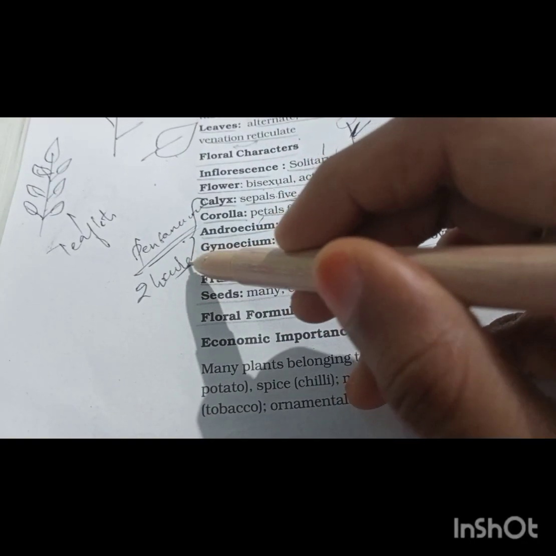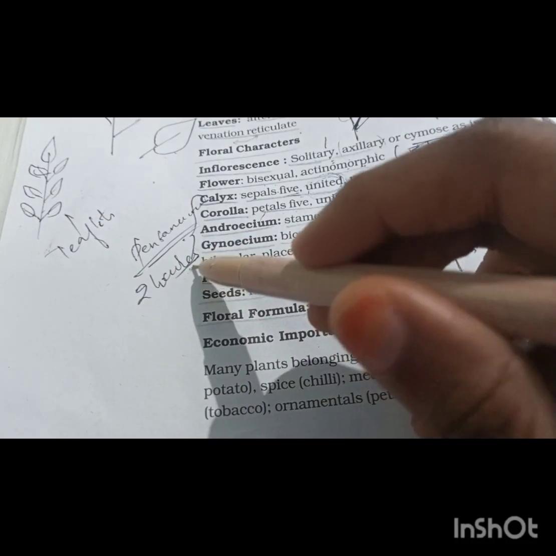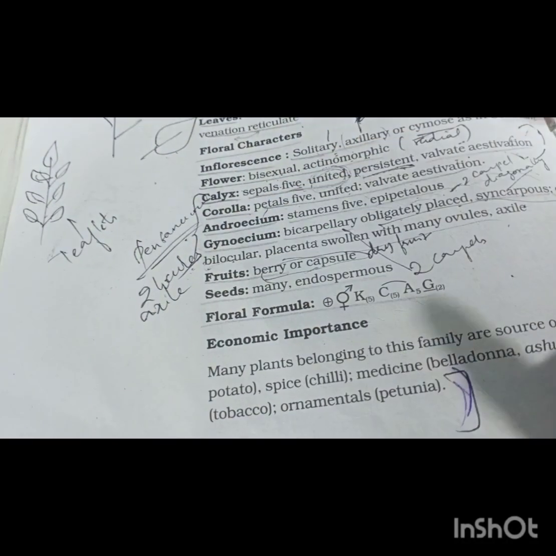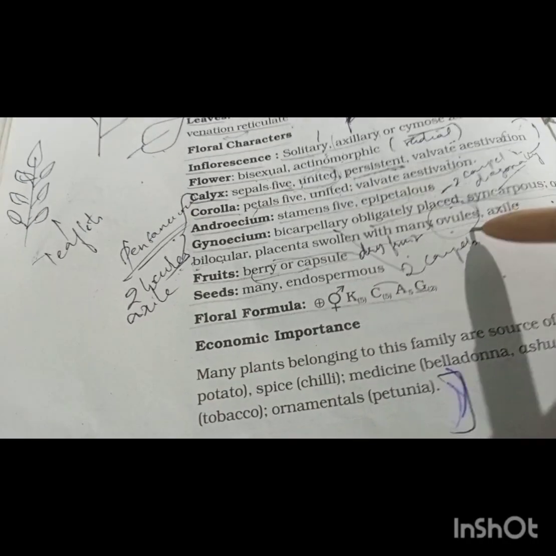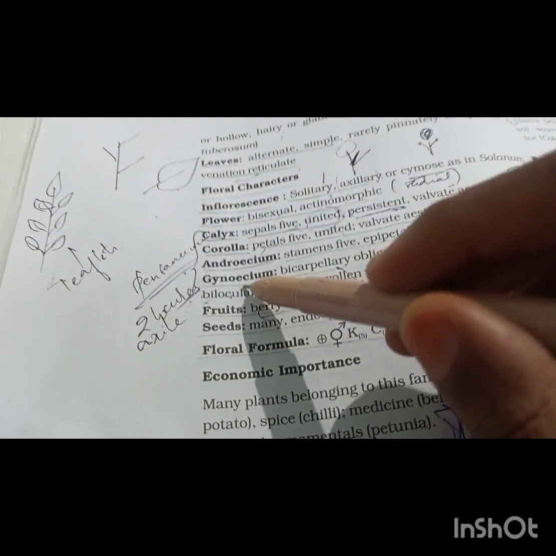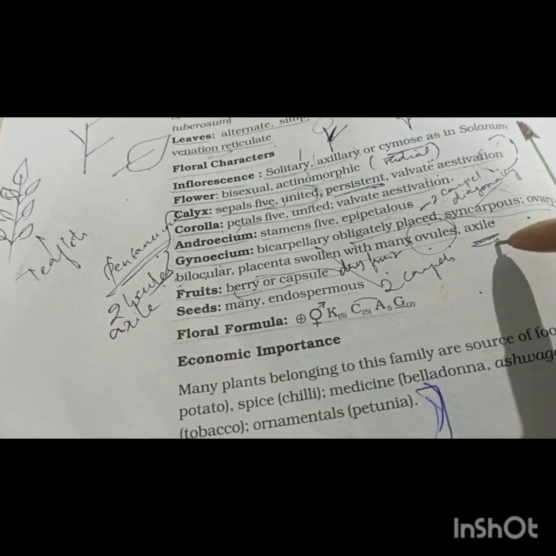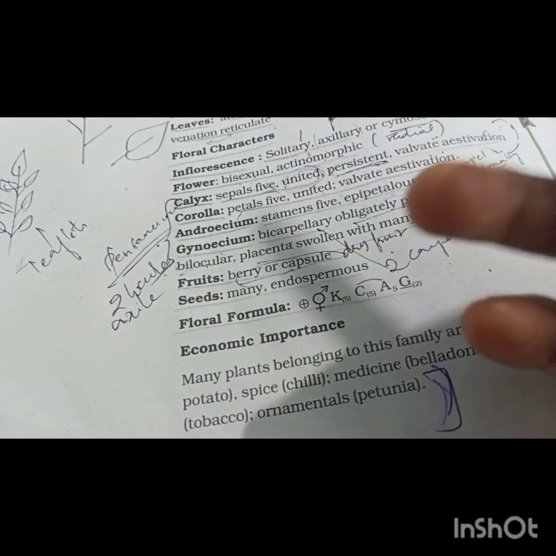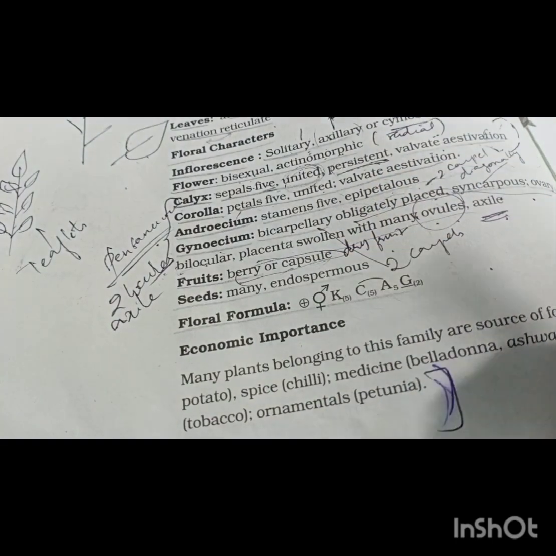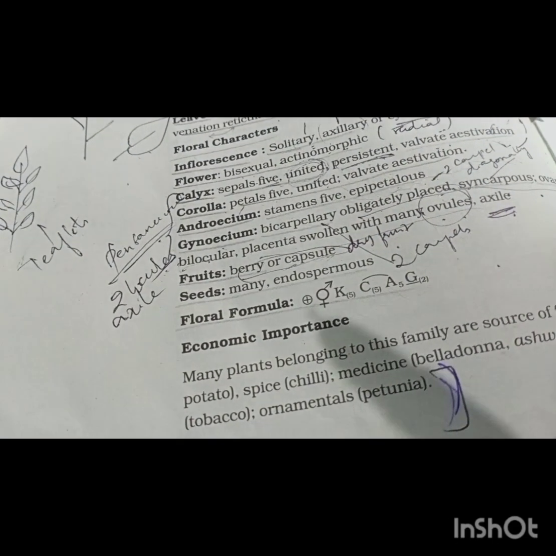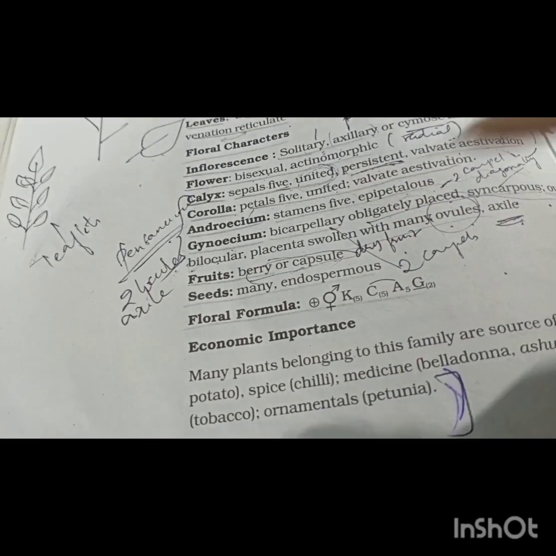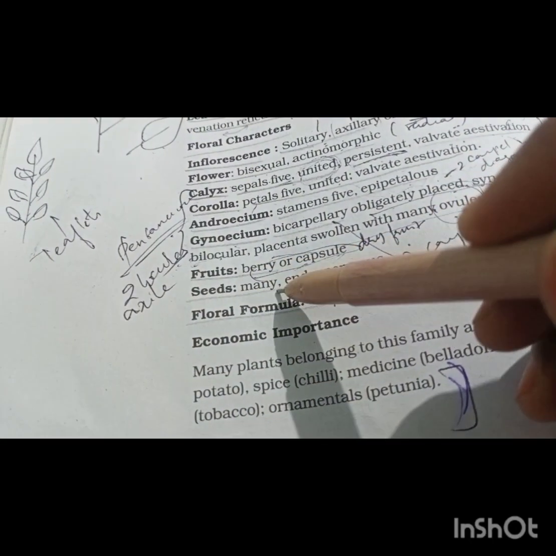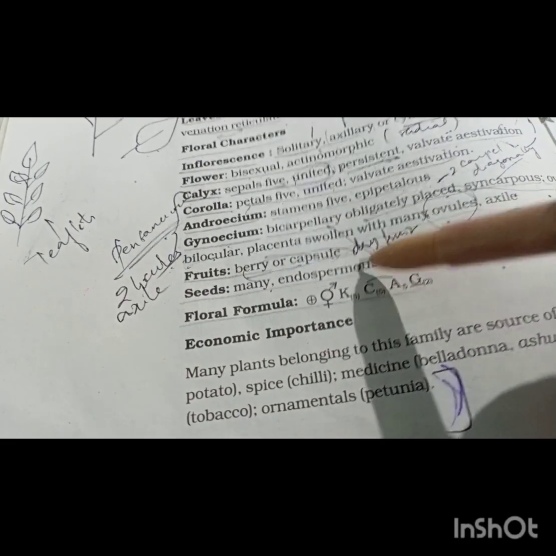In which placentation have we seen the locules? It is obviously axial placentation. So the placenta is swollen with many ovules. Many ovules will be here, and since it is loculed, it is axial placentation. Next is the fruit. It may be either a berry, which means juicy fruit, or it may be a capsule. The fruit may be dry and pop open to liberate the seeds. And the seeds are many here, and it has endosperm, hence it is known as endospermous.